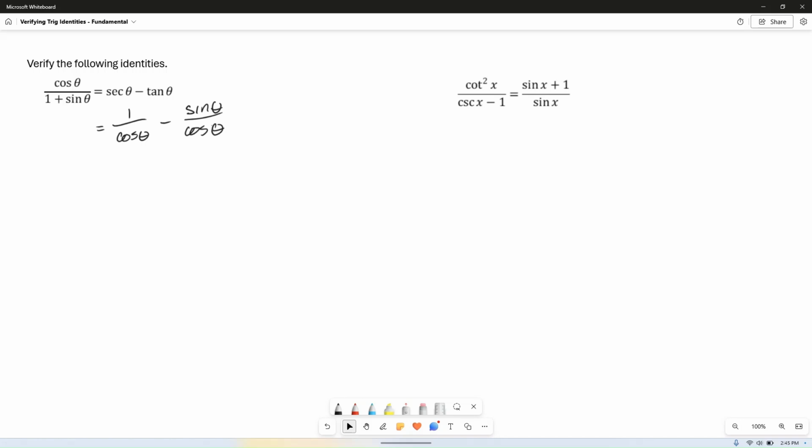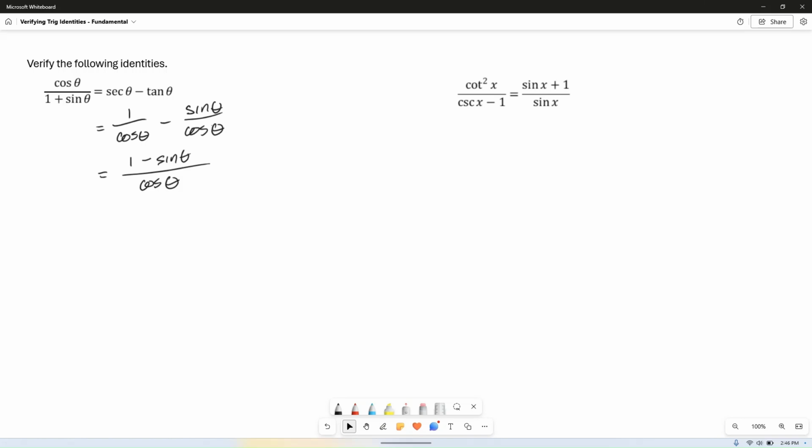Is there algebra I can do, or an identity I can use? Well, I have two fractions with a common denominator, so I could go ahead and combine them. So let's do some algebra. When you subtract fractions, you subtract the numerators. So we're going to get 1 minus sine of theta, and all of that is over the common denominator of a cosine of theta.